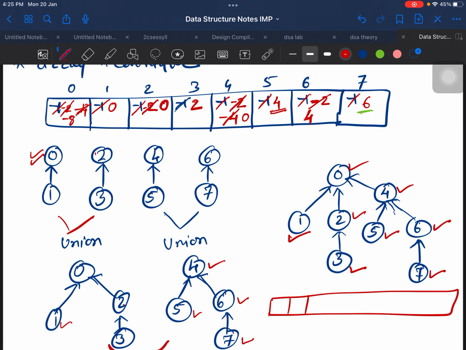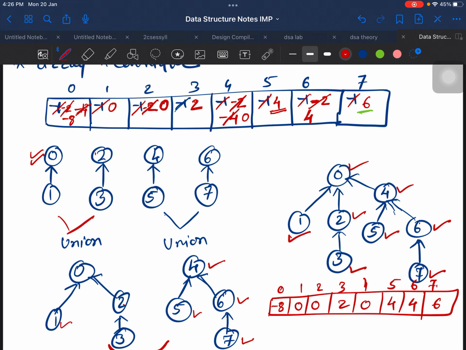So I am drawing this array once again here with the final values. So 0, 1, 2, 3, 4, 5, 6, 7. These are my nodes. So 0 is minus 8. This is 0. This is 0. This is 2. This is 0. This is 4. This is 4. This is 6.